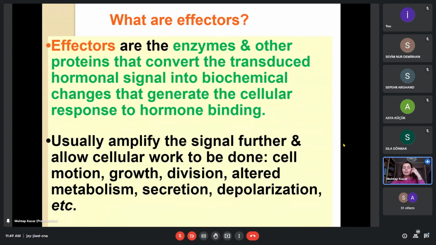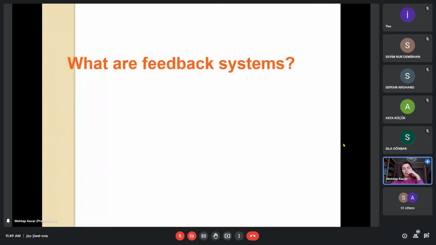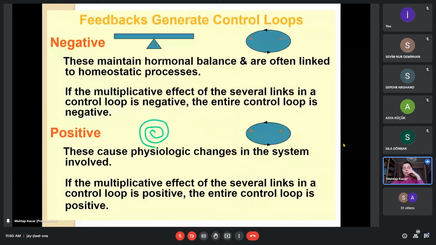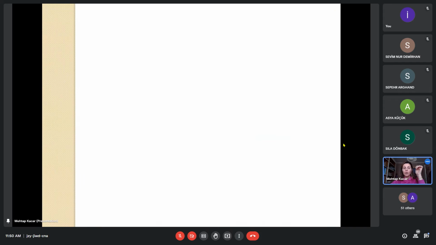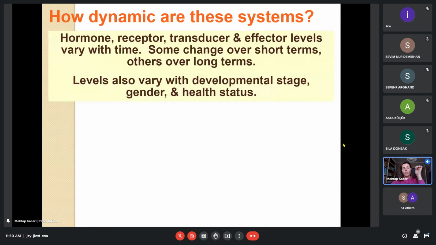Effectors are the enzymes and other proteins that convert the transduced hormone signals into the biochemical chains that generate the cellular response to hormone binding. Feedback system, of course, we need negative and positive feedback systems for regulation of hormones. You know negative and positive feedback systems. And mostly we use the negative feedback system for regulation of hormonal secretion. We will discuss according to hormones.